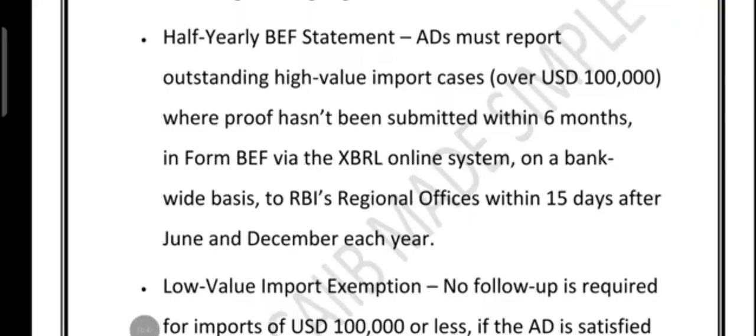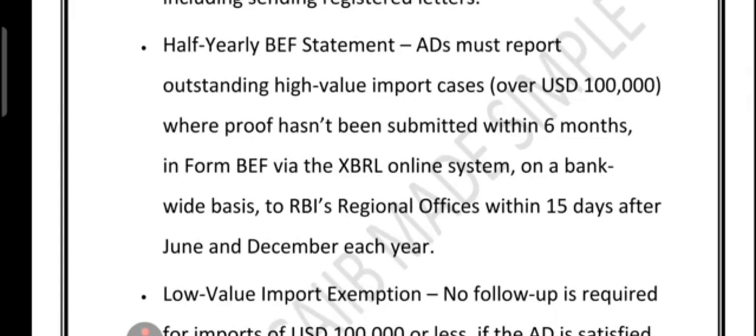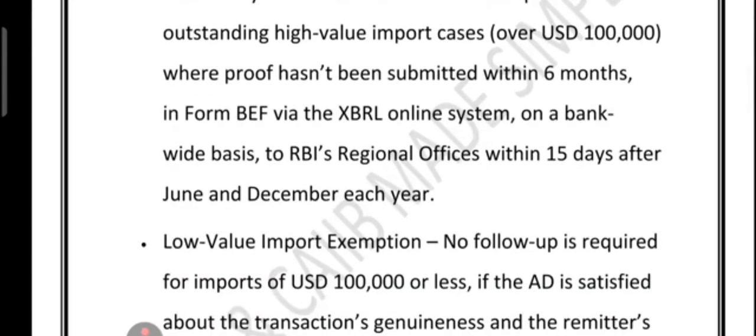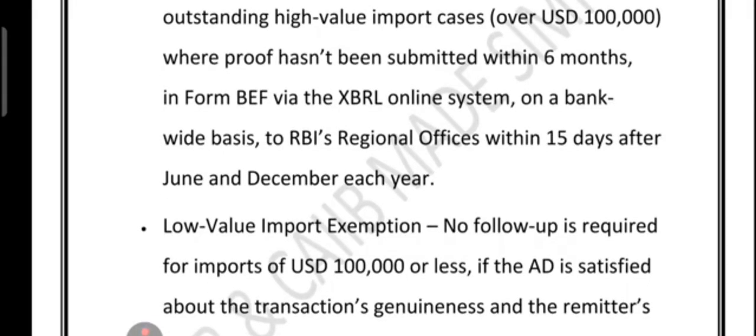So half yearly BEF statement, what does it mean? I told you that if the value of import is more than $1 lakh and the importer does not submit proof within 3 months of payment, the bank will actively follow up for another 3 months, even sending a registered letter as a reminder. Every 6 months, banks also have to submit a BEF statement to the RBI. In this statement, they list all the high value import cases where proof has not been submitted for over 6 months. The report is sent online within 15 days after June and December.